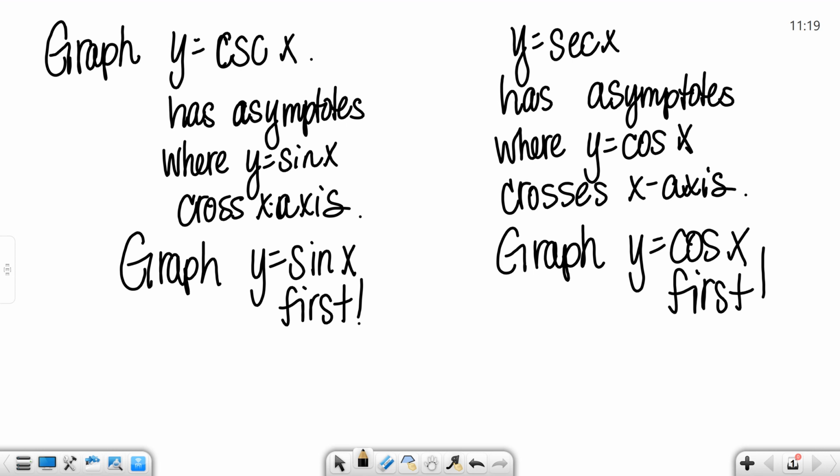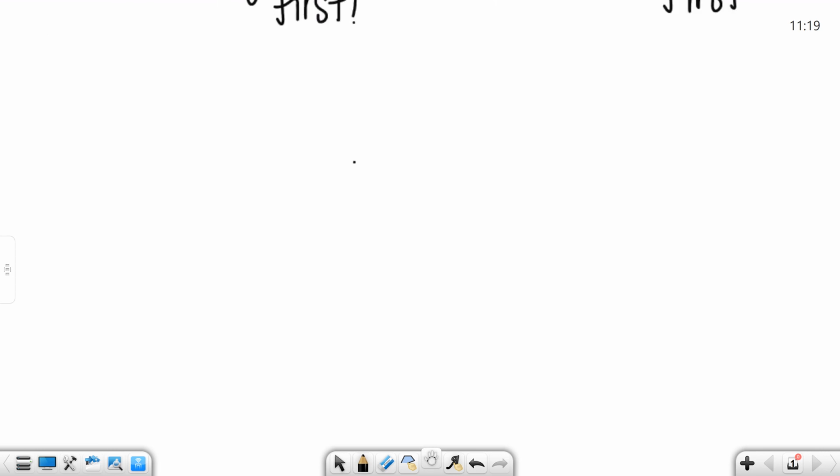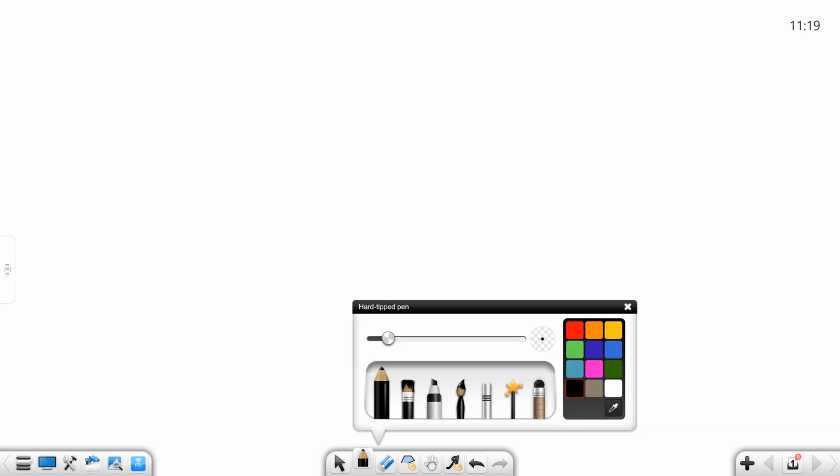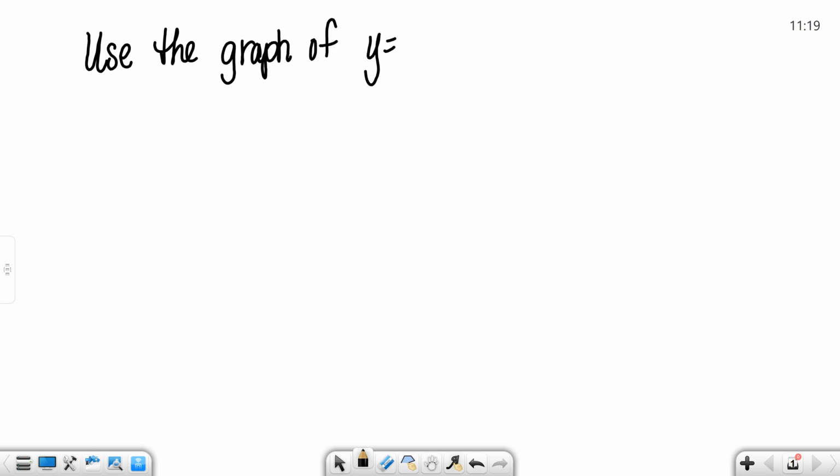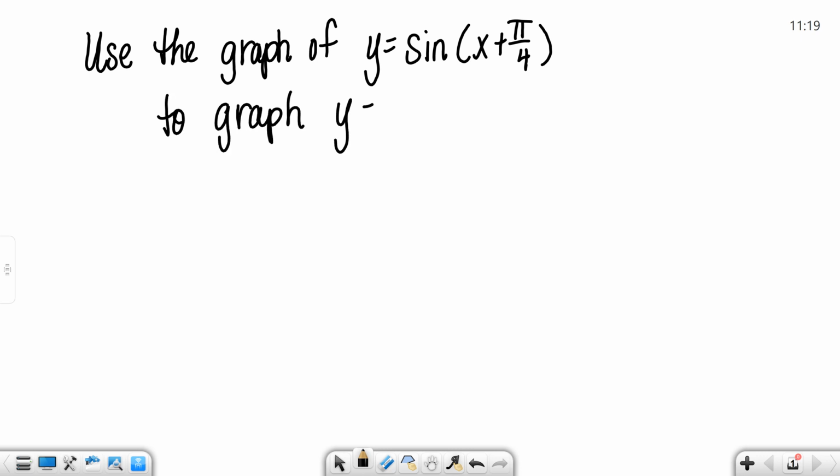Okay, so let's jump into graphing one of these. Let's start with a cosecant. What we're going to do is use the graph of y equals sine of x plus pi over 4, old news, section 5, to graph y equals the cosecant of the exact same thing.